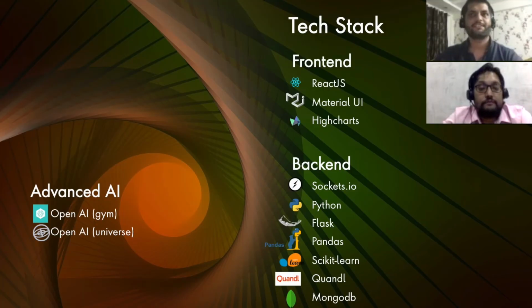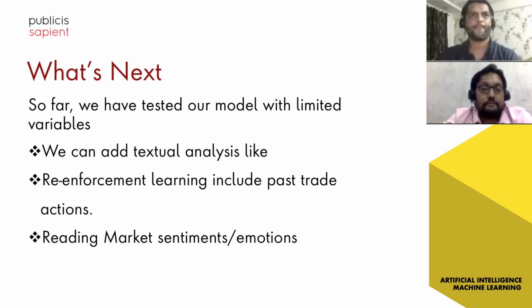So for this, we have used this technology stack. For the front end, we are using React.js, Material UI, Highcharts. At the back end, we are using Socket.io, Python, Flask, Pandas, Scikit-learn, Quandl, MongoDB. There are other options like advanced AI options, OpenAI Gym and OpenAI Universe. Now, what is next? So far, we have tested our model or our application with very limited variables.